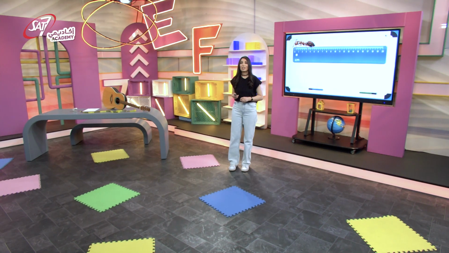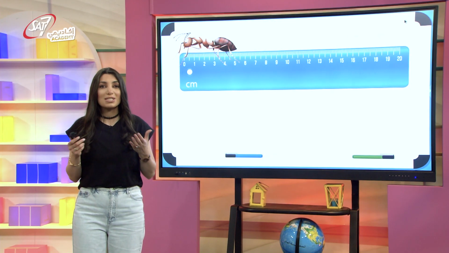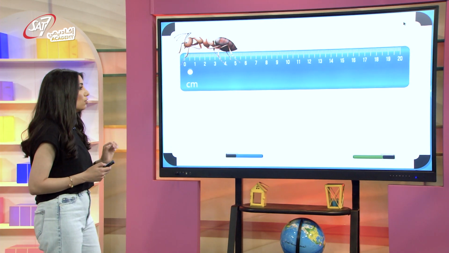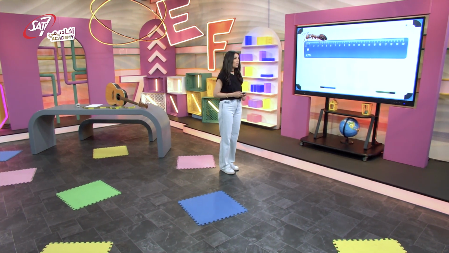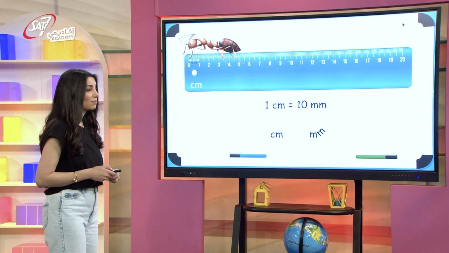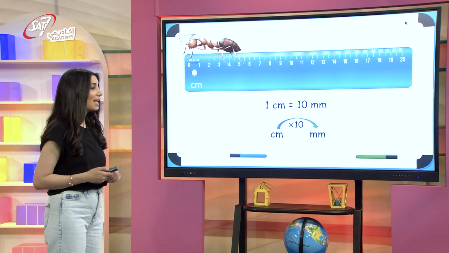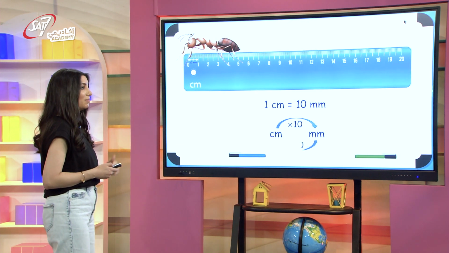Sometimes, when we measure the length of smaller objects like insects, we need a measuring unit that is smaller than a centimeter. Look carefully at this ruler. Do you notice that every centimeter is divided into 10 parts? These small dashes represent the millimeter. Every 1 centimeter is equal to 10 millimeters. We multiply by 10 to convert from centimeters to millimeters and divide by 10 to convert from millimeters to centimeters.